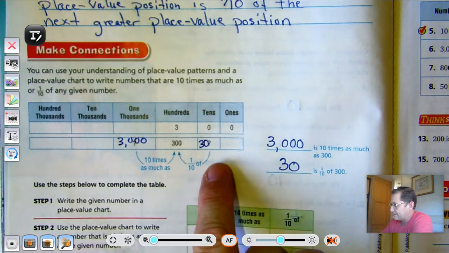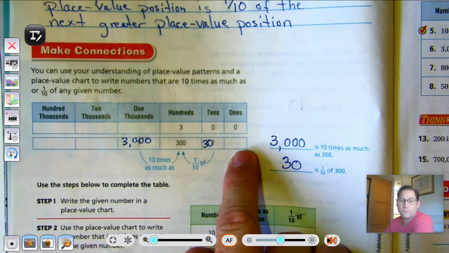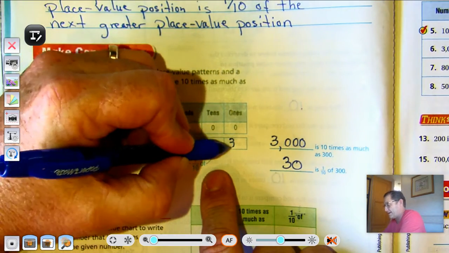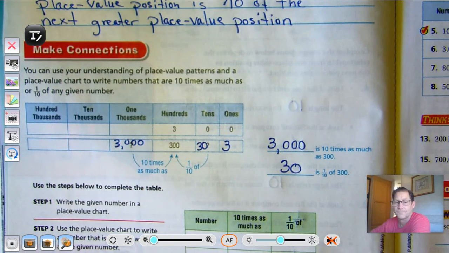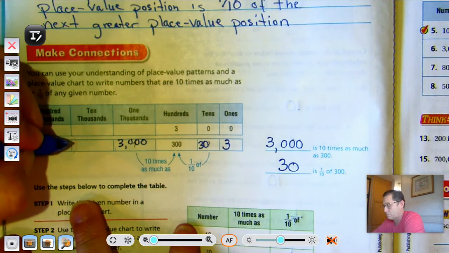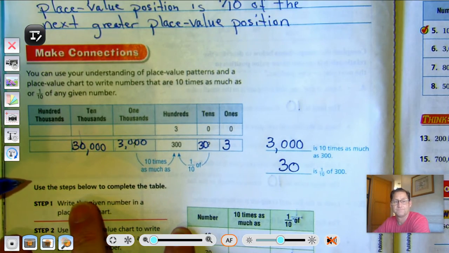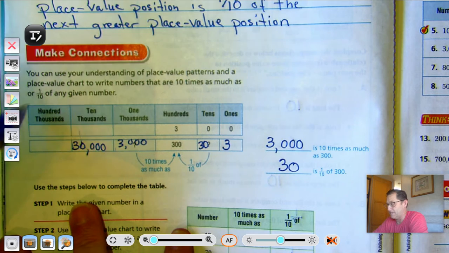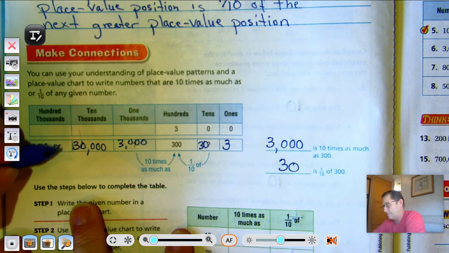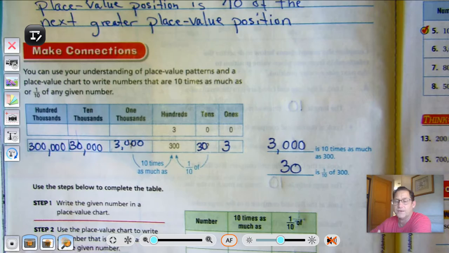So we can look at this to figure out what the next one would be. What would be 1/10 of 30? 1/10 of 30 would be 3. What would be 10 times as much as 3,000? Well, that would just be 30,000. How much would be 10 times as much as 30,000? Would be 300,000.